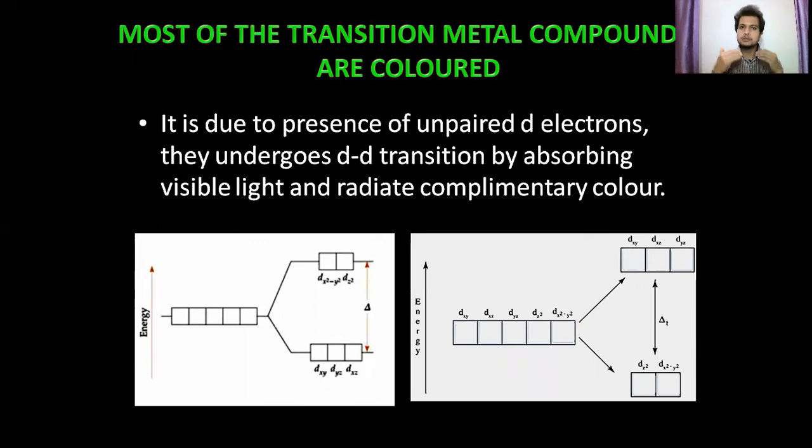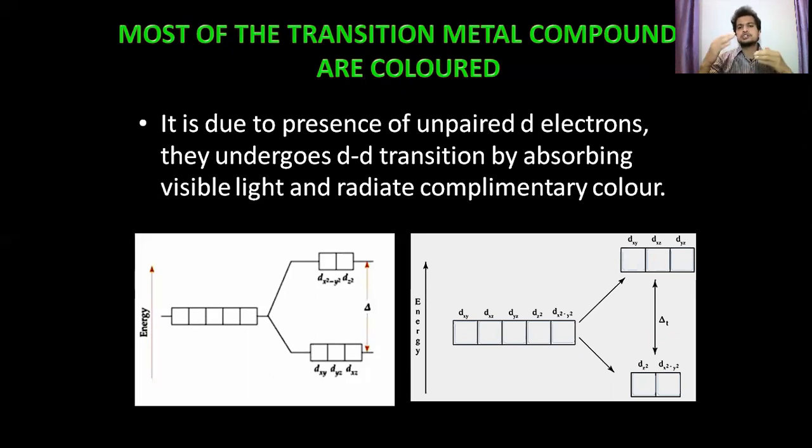As a result, there will be two sets of d orbitals, and if there are unpaired electrons in the system, then an electron from the lower energy level can jump to the higher energy orbital. The energy involved is usually in the visible region, so the transmitted or complementary color which we see is in the visible region. So as a result, we see color.